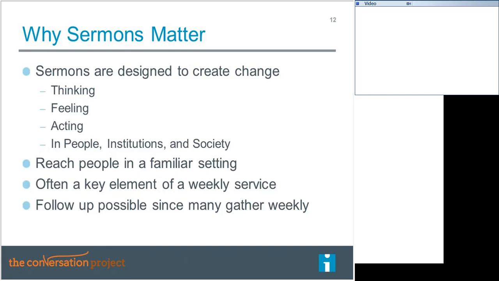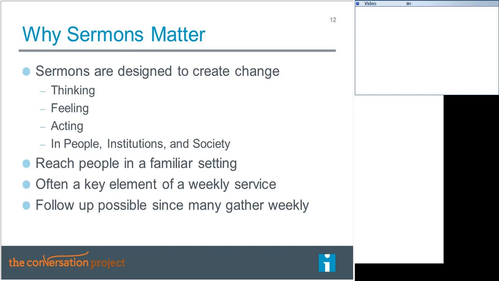Now, sermons is the word we are using to refer to those talks that are delivered generally, but not always, by a recognized faith leader to their congregation. While sermons or Dharma talks or drosh are often used to explain sacred texts, they are also designed to create change in how people think, feel, and act. Change in people as individuals, as part of institutions, and in society.